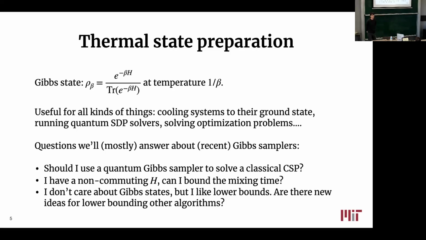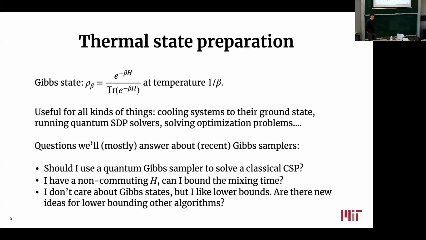So a question you might have is, this is a quantum algorithm. Maybe I should use it for my classical optimization problem. You know, it's doing these off-diagonal things. Is that a good idea? Is it not? I think that was an open question. We'll answer that here. Or maybe you have a non-commuting Hamiltonian and you want to understand its mixing time. The existing techniques people have for understanding mixing times are largely restricted to commuting Hamiltonians. But if you have a non-commuting Hamiltonian, there's a shortage of tools to know how fast it mixes. We're also going to provide mixing time bounds on non-commuting Hamiltonians here.